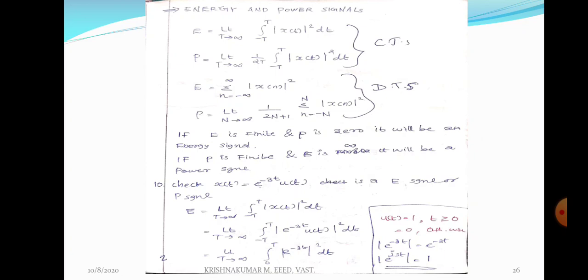Limit T tends to infinity, integral 0 to T, mod e raised to minus 3t all square dt. That means mod e raised to minus 3t into 1 all square dt. Into 1 means e raised to minus 3t into 1, e raised to minus 3t all square dt is equal to limit t tends to infinity integral 0 to t.